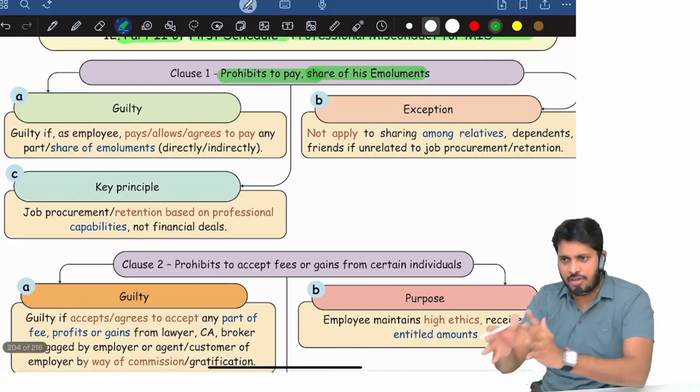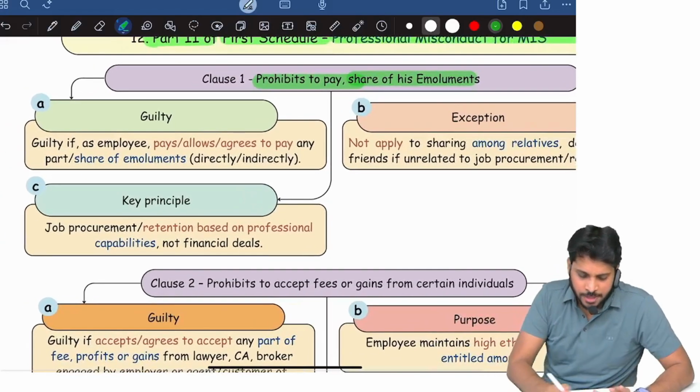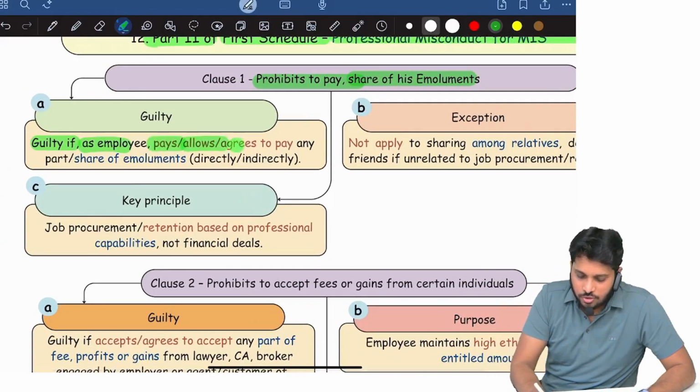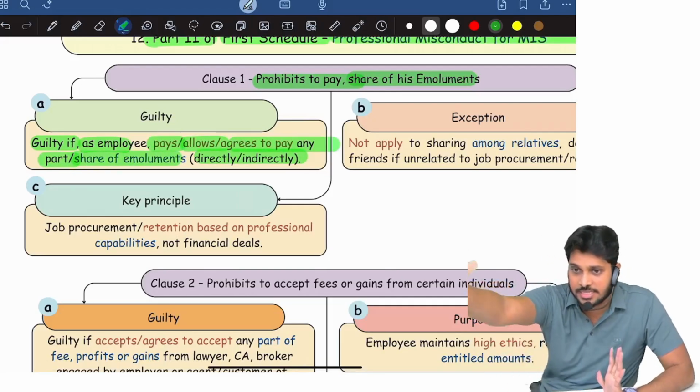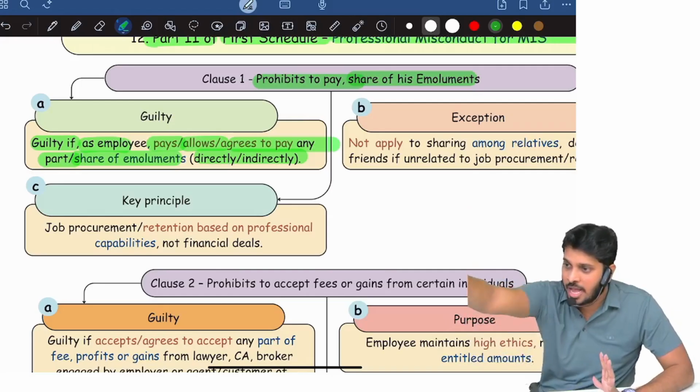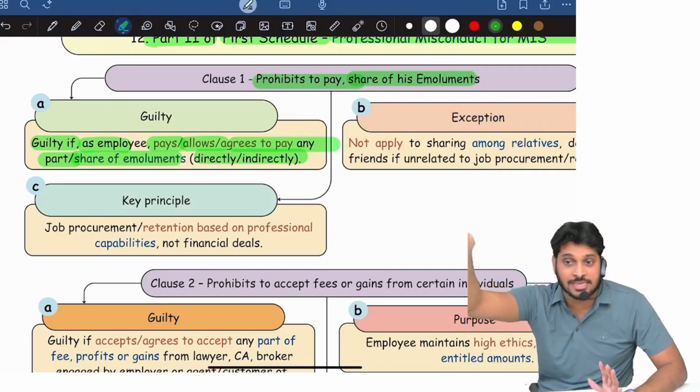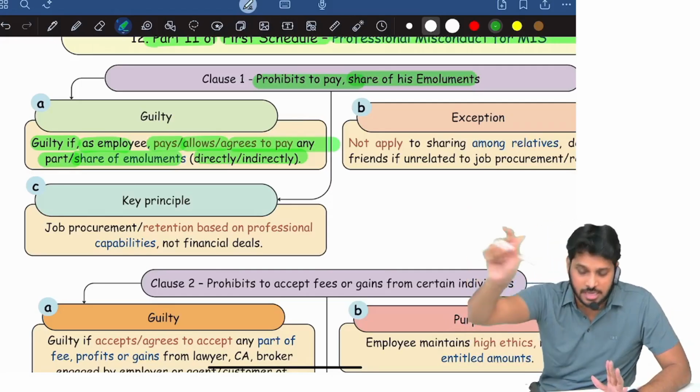You can share with your family members, friends, all that. That is not an issue. Guilty if an employee pays or allows or agrees to pay any part or share of emoluments directly or indirectly. Suppose a job consulting agency secured me one high profile job in a company. I am paying 2 months' salary to them as a commission. Guilty of professional misconduct if at all discovered by the institute.